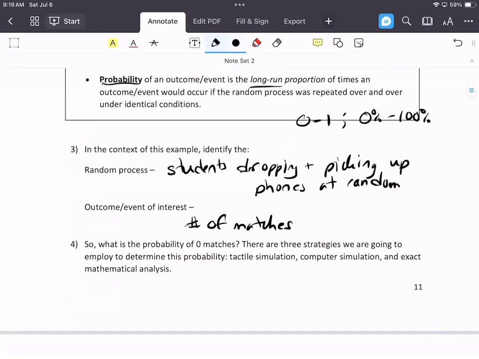So what's the probability of 0 matches? There are 3 strategies that we're going to use. We're going to start with a tactile simulation. It won't be tactile in this case since we're online, but we're going to talk through it. Then a computer simulation, and then the exact mathematical analysis. And that's the one that we're going to focus on here. But to build to that, it does make sense to go through the others. And hopefully it'll make it more clear.